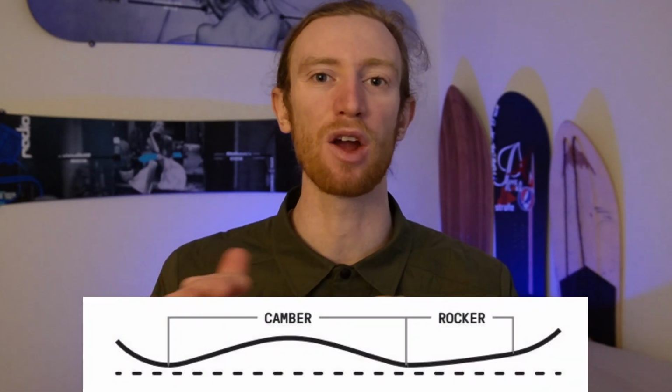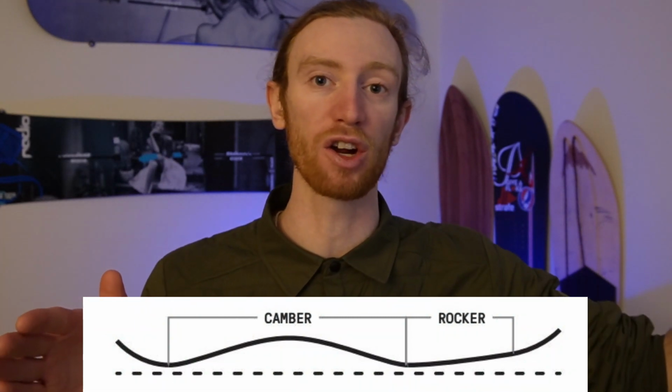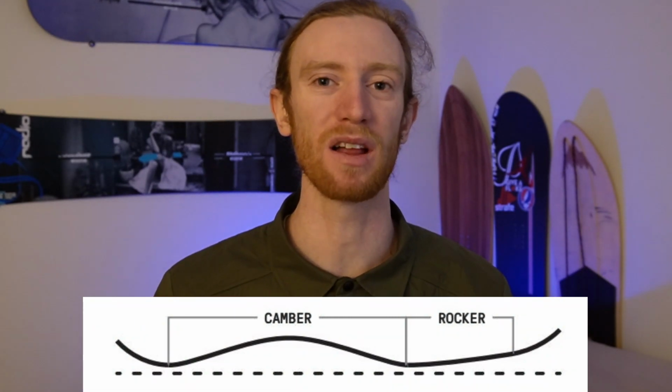And lastly, let's check out a Setback Camber profile. And what this is, is a predominantly regular camber shape with a rocker nose. You're typically going to see this shape in a lot of directional, all-mountain freeride boards.